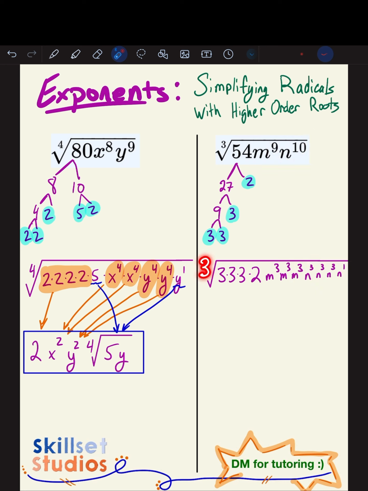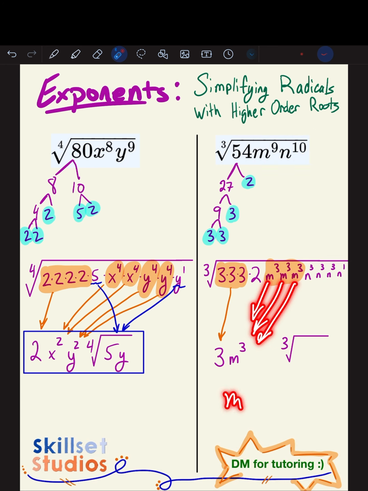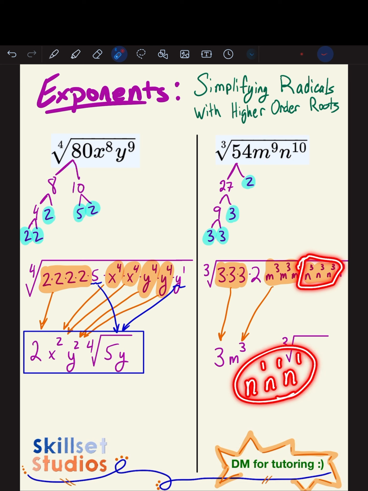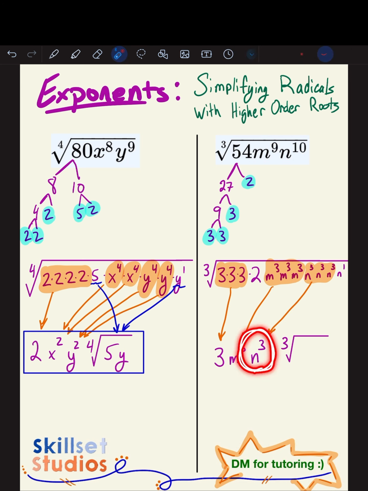We're looking for groups of 3, so this group of 3's can leave as a single 3. Each of these m's to the 3 can leave as a single m, but we can recombine those m's, because m to the 1 times m to the 1 times m to the 1 can become m to the 3. And our n's will do the same thing as the m's. We have 3 groups of n to the 3, and so technically that would be 3 n to the 1's. However, we can combine those to just make n to the 3.